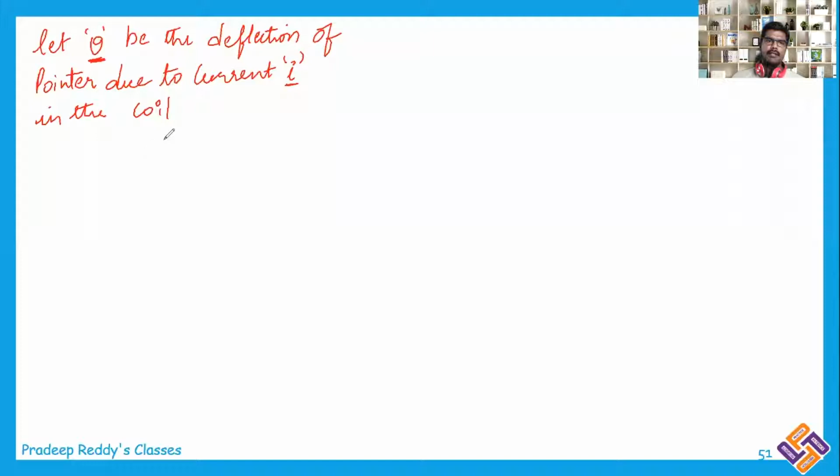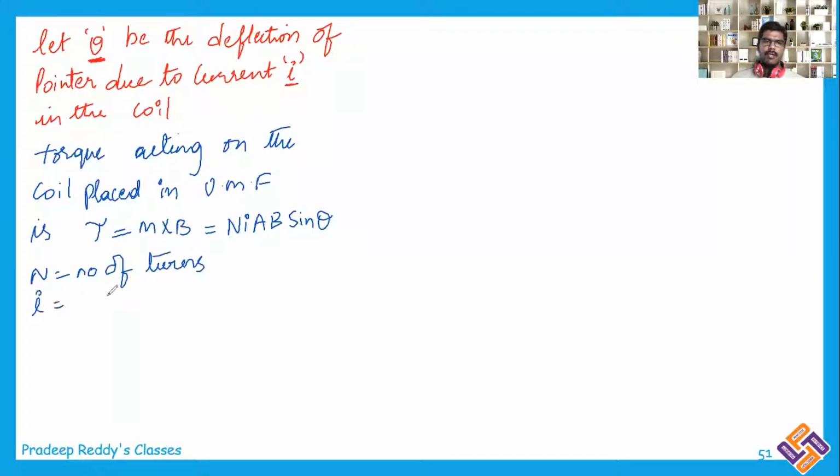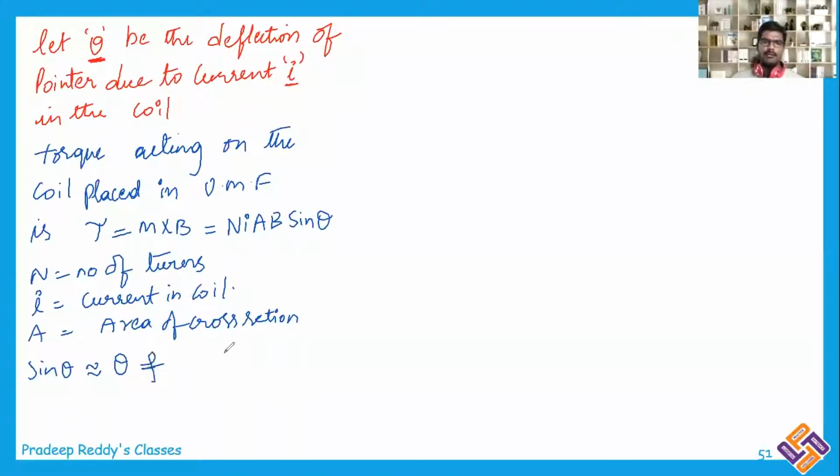Torque acting on the coil placed in uniform magnetic field is tau is equal to m cross b, which is equal to n I a into b into sine theta, where n is equal to number of turns, I is equal to current in coil, a is area of cross section of coil, and sine theta is approximately equal to theta for small angles.